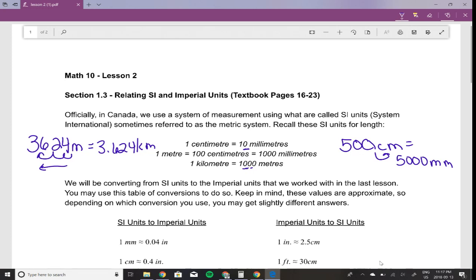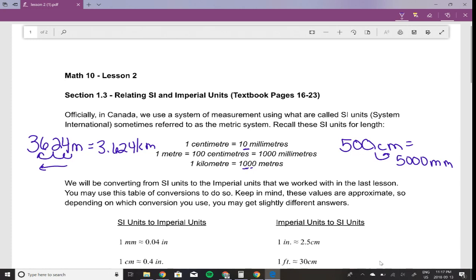So we're not going to spend a ton of time on that because it's pretty simple and it's something you've done before. What we're going to do is look more at converting from this SI system into the imperial system, so the inches and the feet, yards, and miles. So we will be converting from SI units to the imperial units that we worked with in the last lesson.